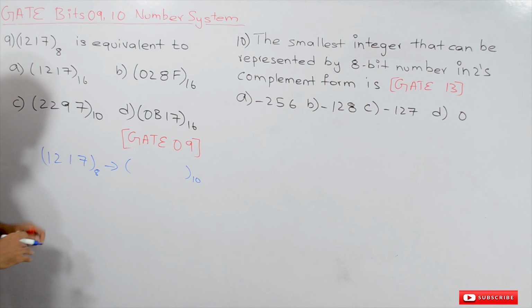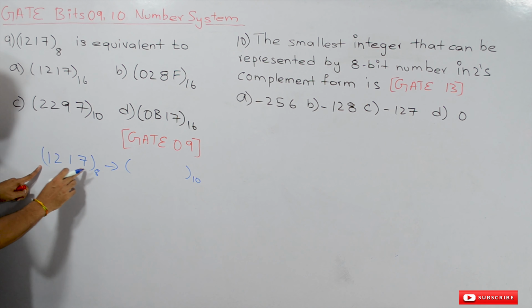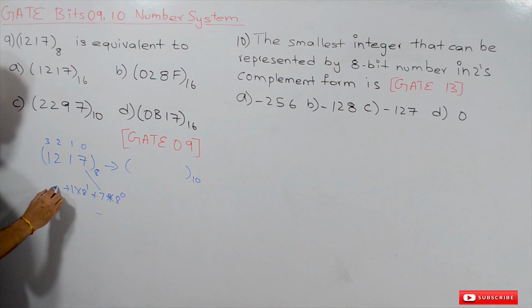Now coming to our bit: how to convert a base 8 number to base 10, or any base number to base 10? It is the sum of the positional weight of each and every digit. The positions are 1, 2, 3. It is 7 into 8 power 0, plus 1 into 8 power 1, plus 2 into 8 power 2, plus 1 into 8 power 3. Clear descriptions of this were already made, and I hope you have watched those videos.